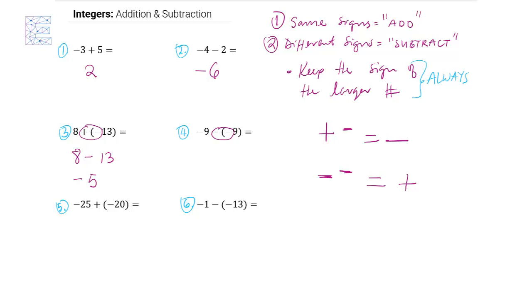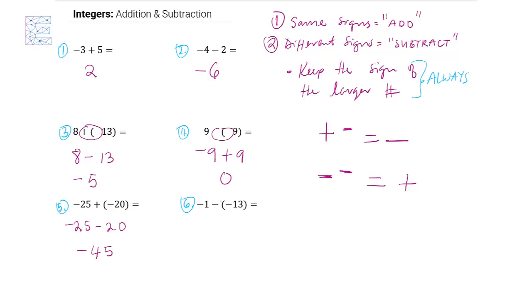For question 4, we have to clean up the problem by rewriting this as negative 9 plus 9. So now the signs are different. We're going to be subtracting. So 9 minus 9 is simply 0. For question 5, rewriting it is negative 25 minus 20. Same signs, which means we add these numbers. 25 plus 20 is 45. 25 is bigger and it's negative, so negative 45.